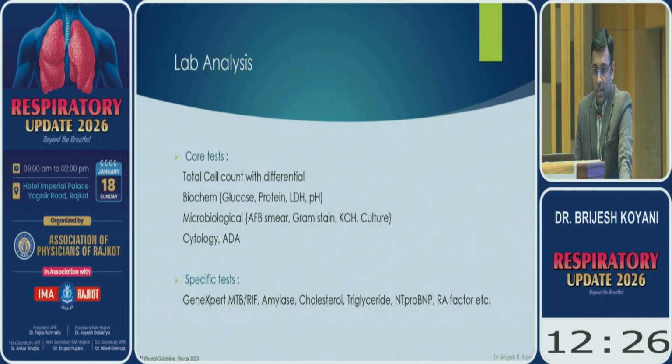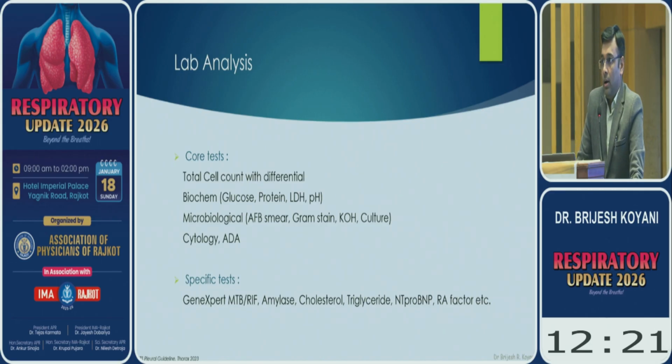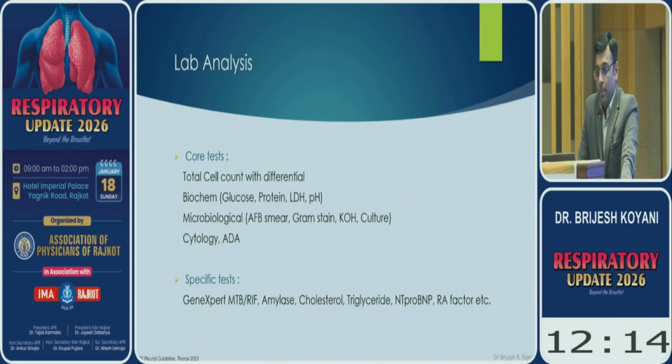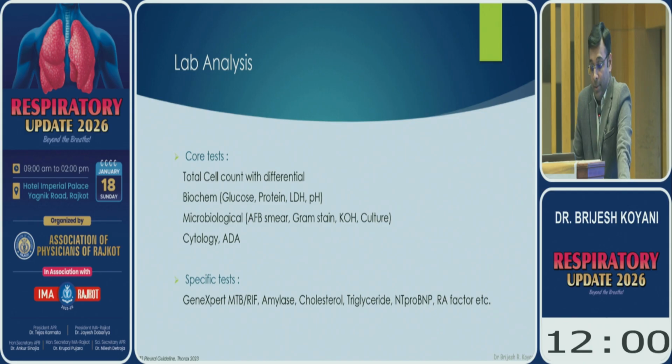These are the routine investigations, and there are a few specific tests that we should send based on our pre-test probabilities. If you are suspecting tuberculosis, send the fluid for GeneXpert MTB as well. If you are suspecting abdominal pathologies like pancreatitis-related effusion, always send amylase. Send pleural fluid cholesterol and triglyceride in case of chylothorax or pseudochylothorax, NT-proBNP for cardiac-related pleural effusion, or pleural fluid RF factor in case of rheumatoid pleurisy.